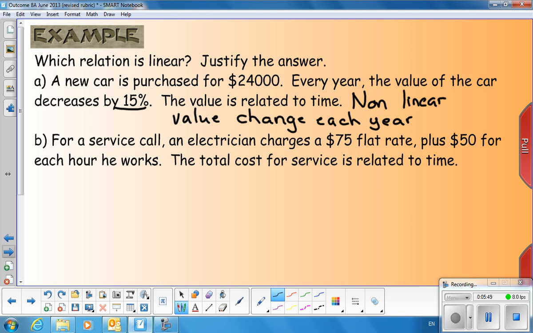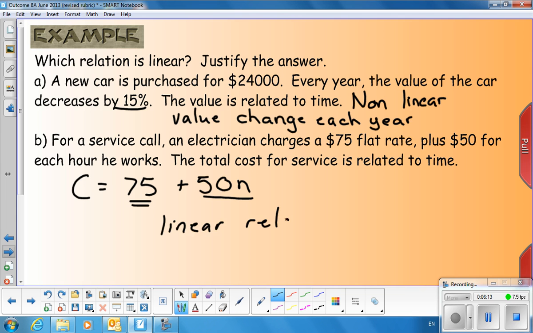For a service call, an electrician charges a $75 flat rate plus $50 per hour. The total cost for the service is related to time. So we could use this equation to represent it. Here's our flat rate plus $50 per hour. This is a linear relation because as our number of hours increases by 1, the cost is going to increase by $50.